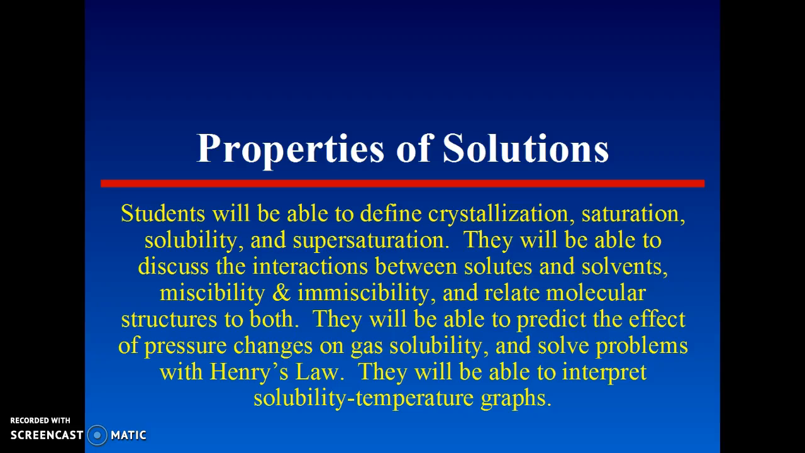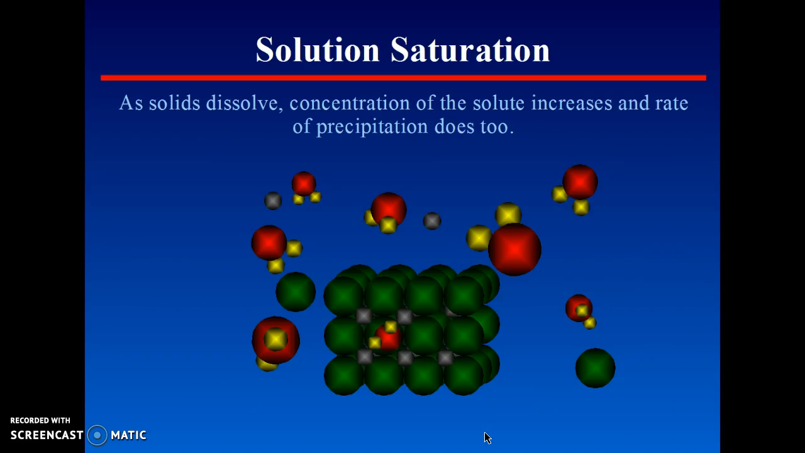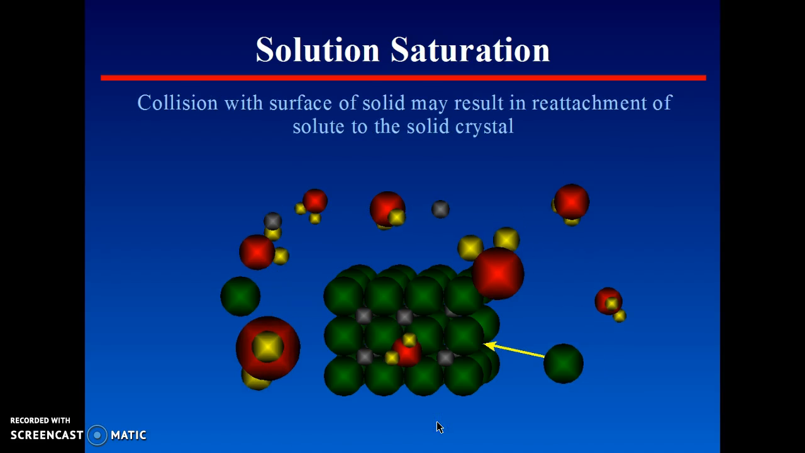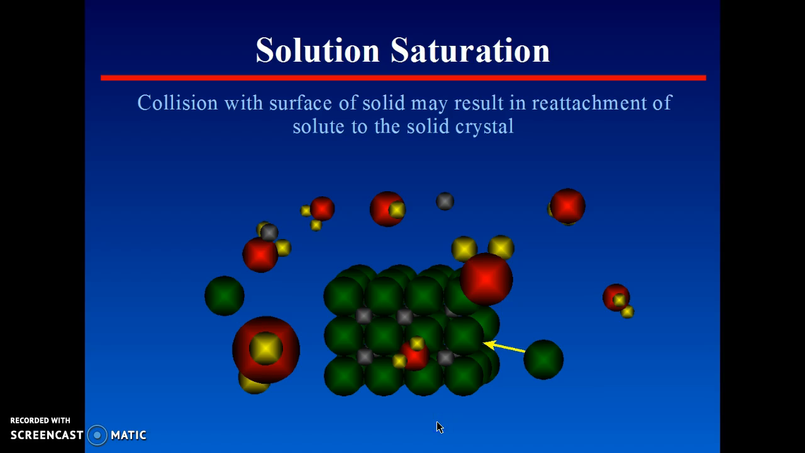Let's look at properties of solutions, mixtures of solutes into solvents. And let's look first at a saturated solution of a solid, say in water, H2O. This is the process of saturating a solution. As the solid dissolves, the concentration of the solute molecules or ions will increase. But, as we can see in these next couple of slides, the solute molecules can then precipitate onto the crystal.